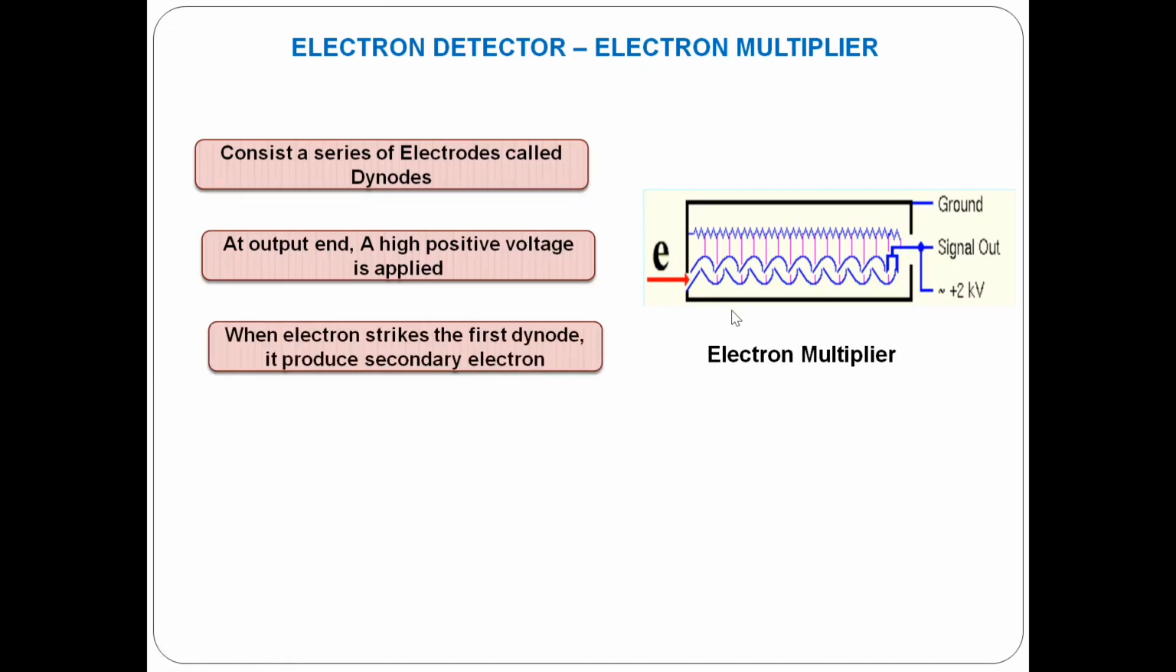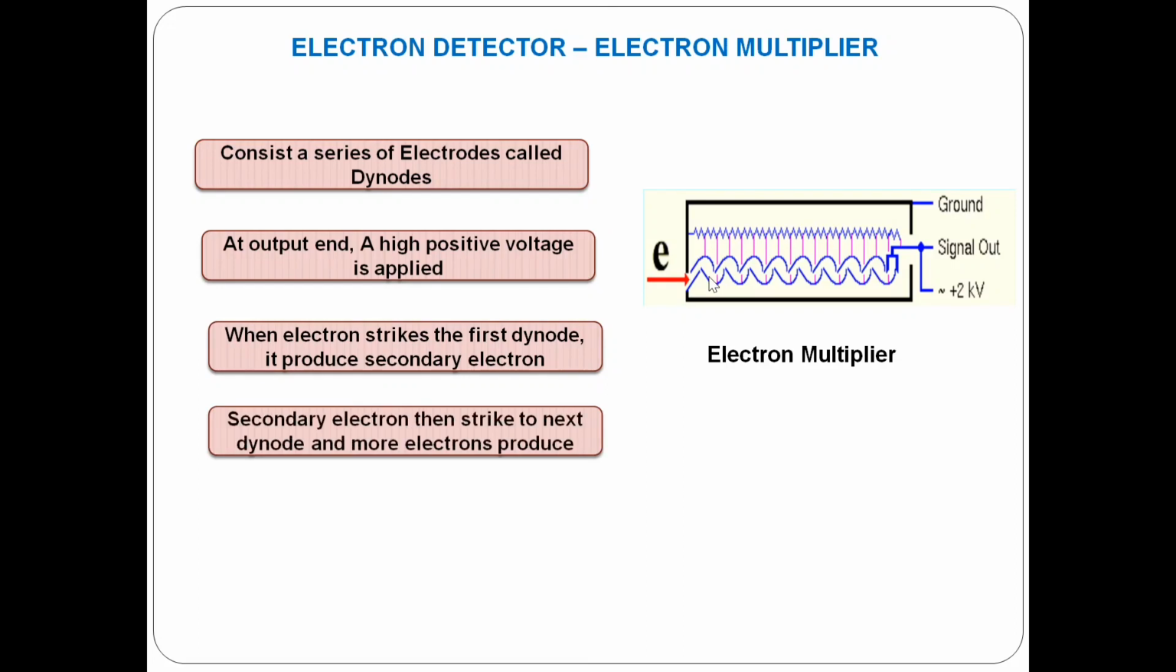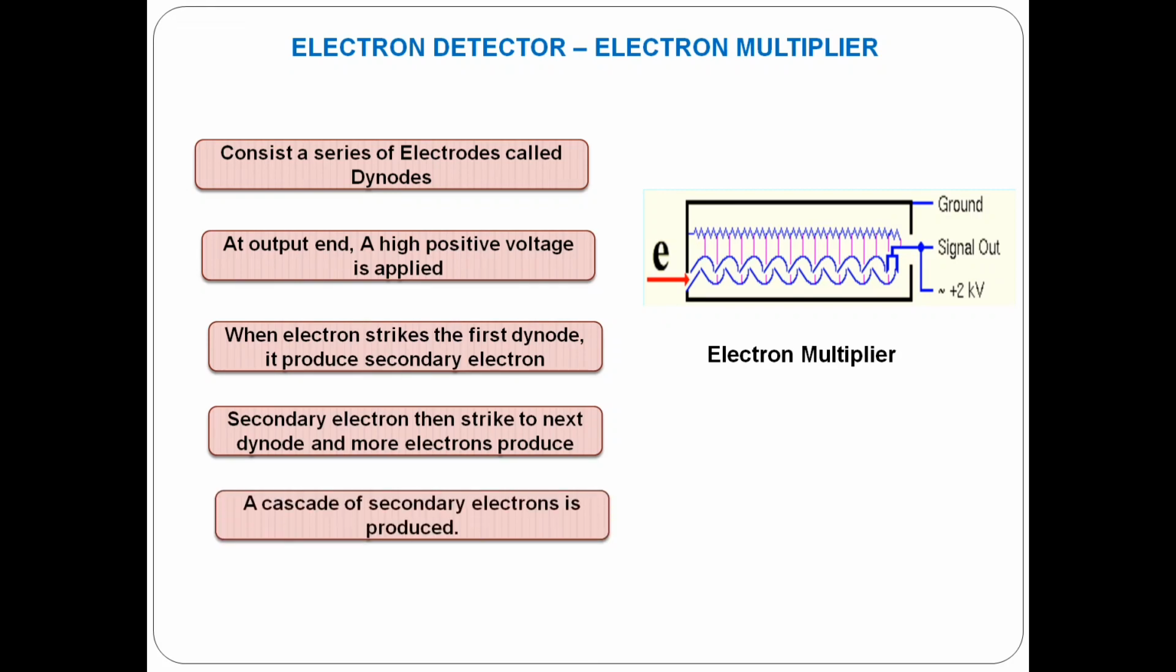When electrons strike the first diode, it produces secondary electrons. These secondary electrons then strike another diode, which produces more secondary electrons. In this way, electrons strike the series of diodes and produce a cascade of secondary electrons, which helps in collecting the data, and we get an Auger spectrum.